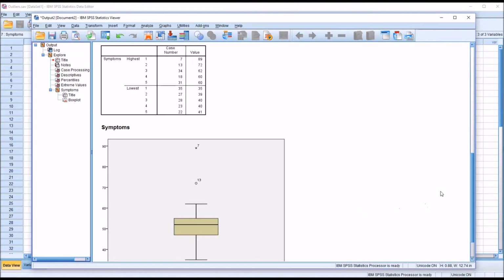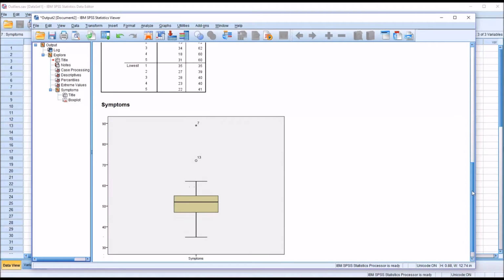Now in this example, of course, both our outliers are above this top whisker. And this top whisker represents the highest value in the variable, not including outliers. The bottom whisker represents the lowest value in the variable, not including outliers. So then the question is, why do we have a circle for record 13 and a star for record 7?